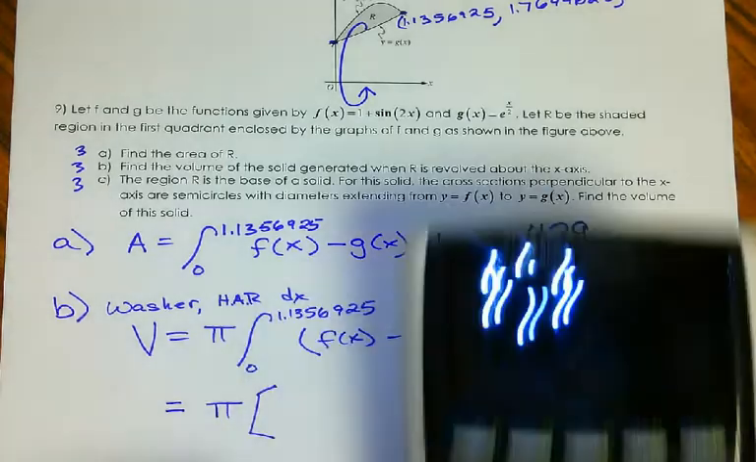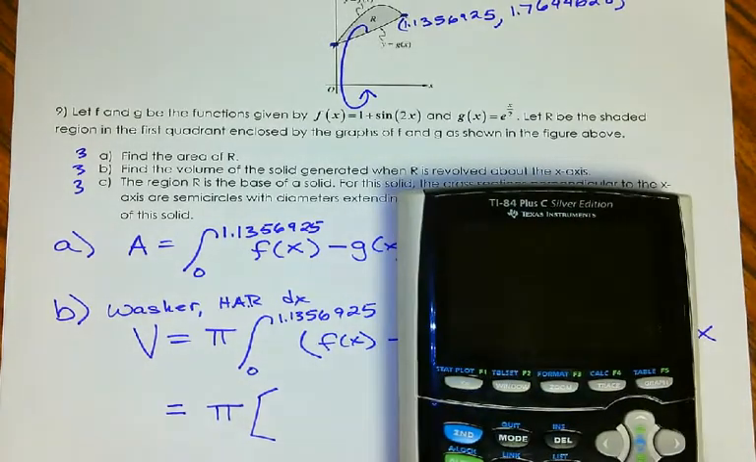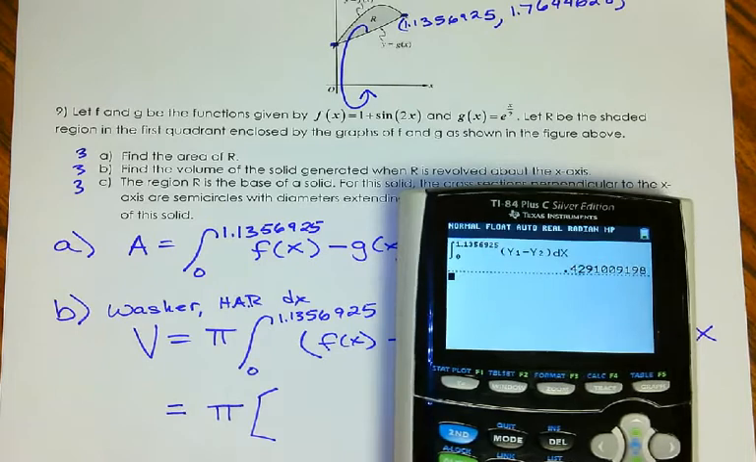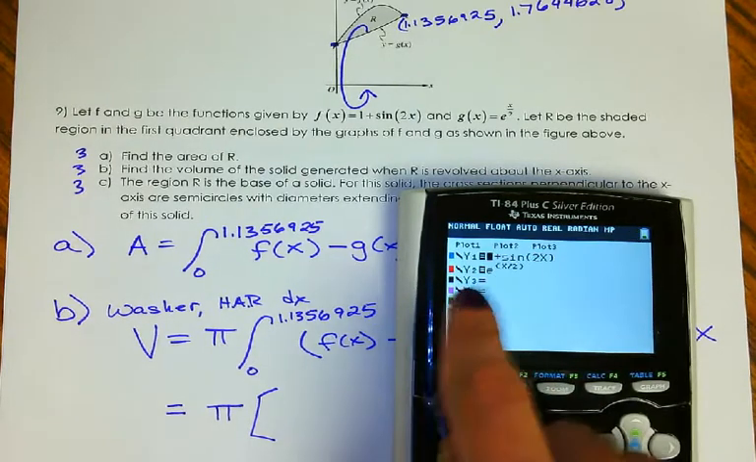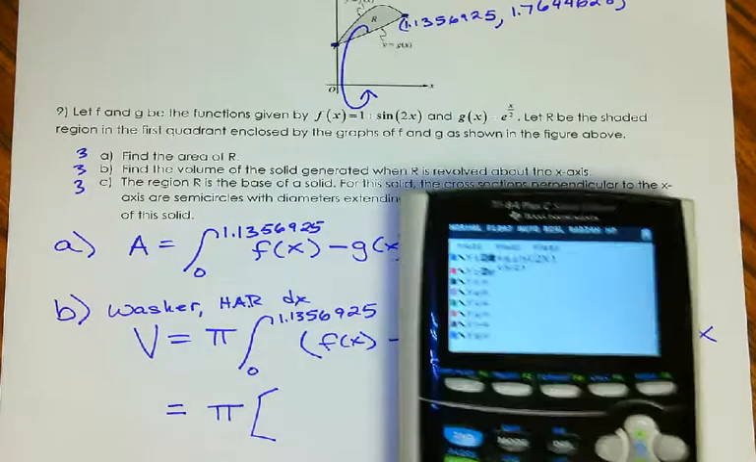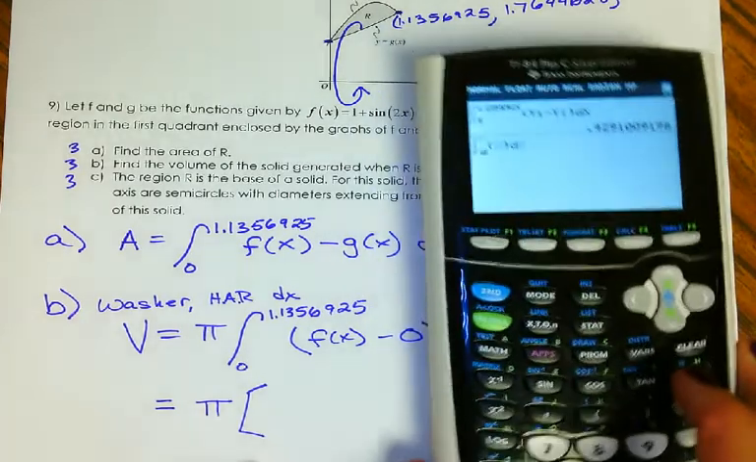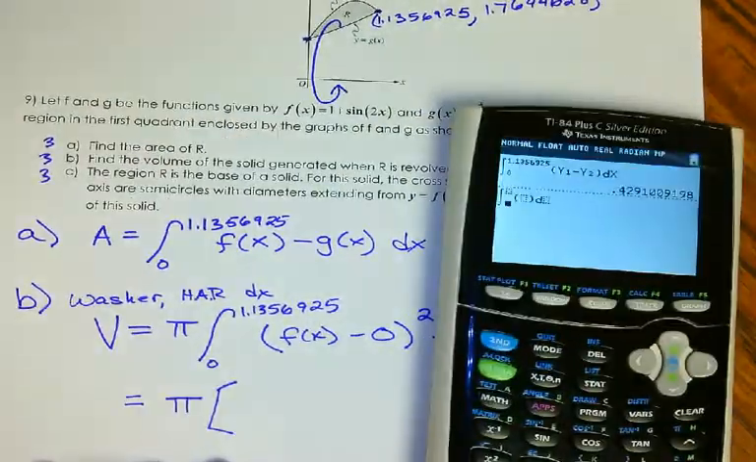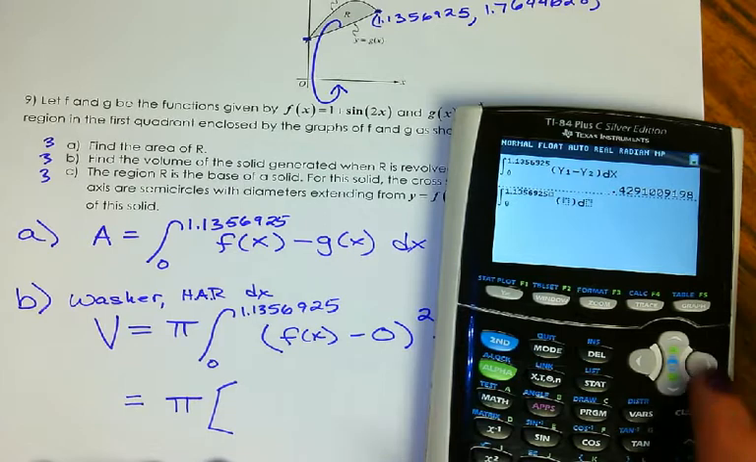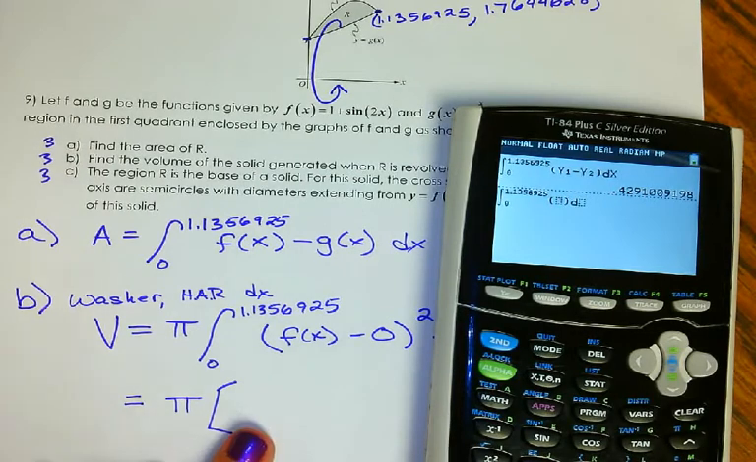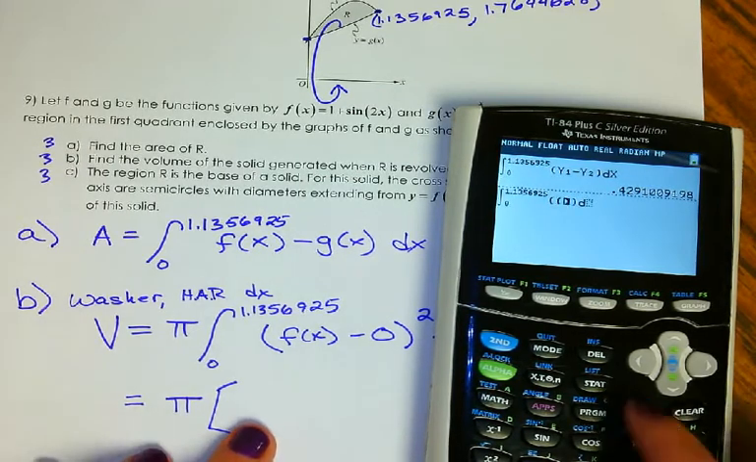So I've got that, and I'm just going to go back to my calculator. Again, those are still stored in my y1. So my f of x is my y1. My g of x is y2. So when I go to integrate, I'm going to do Math 9 again. Okay. And I'm going to do 0 to 1.1356925. And so I'm going to use some parentheses here.